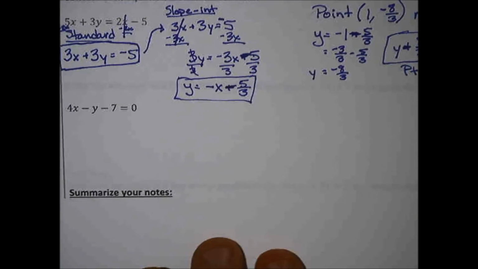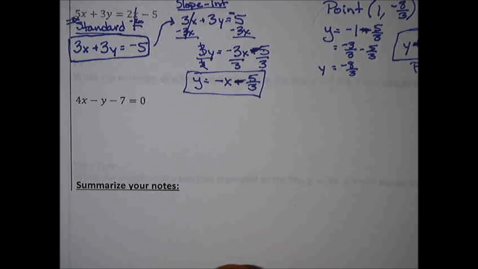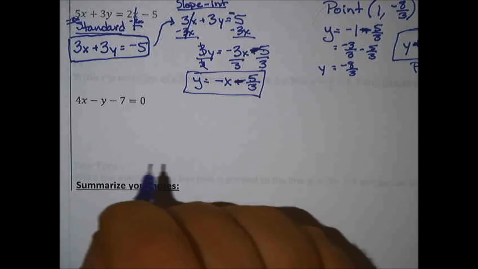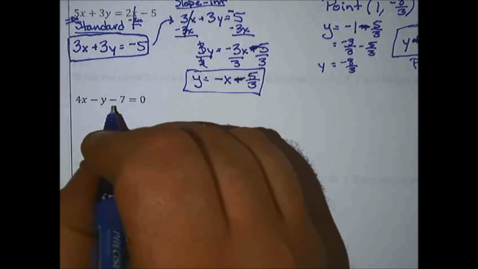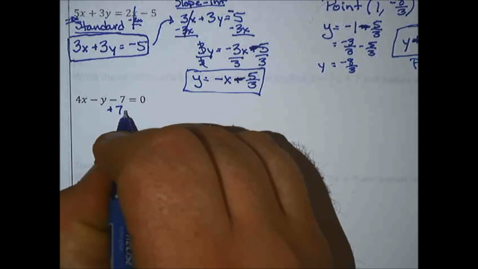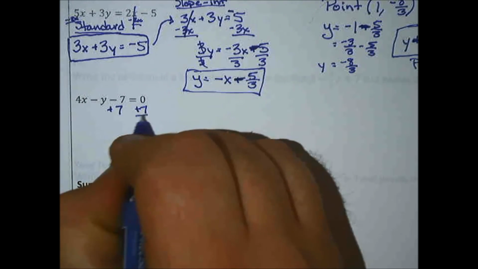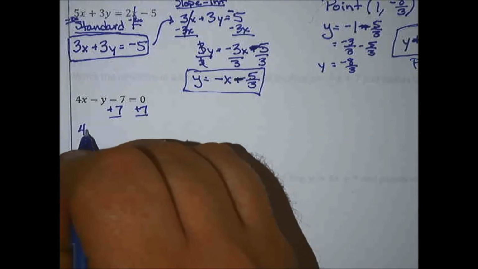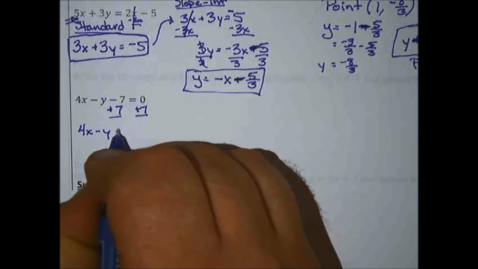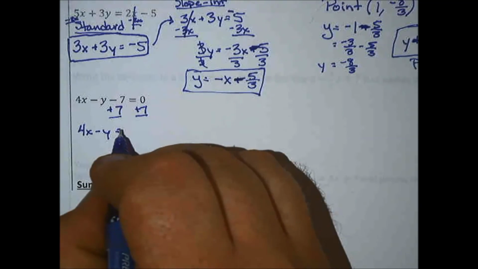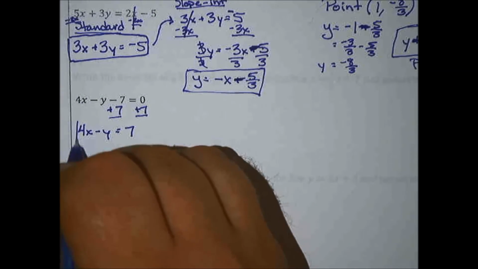I want you to pause the video and do this problem below. All right, so remember we're converting this into all three forms. I'm going to start off with standard form because it's usually the easiest, and it definitely is in this case. I have 4x minus y equals 0 plus 7 is 7. So that's standard form.